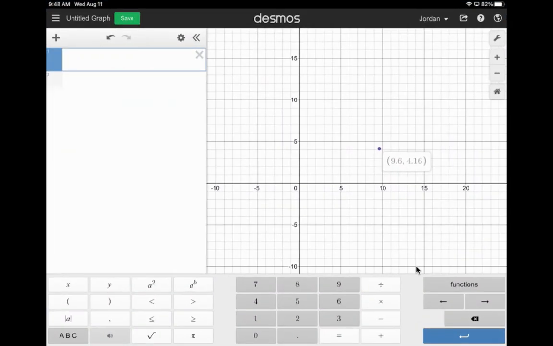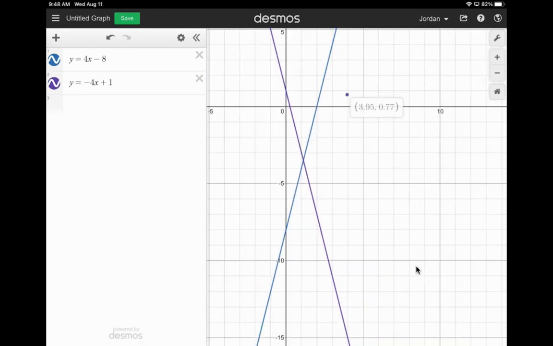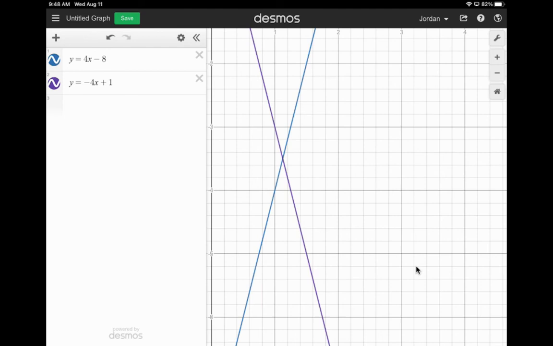So we've got y equals 4x minus 8 and y equals negative 4x plus 1. Sorry, having computer issues today. There we go. Okay, now for these to be truly perpendicular, they have to form a 90-degree angle, right? A 90-degree angle should fall out of that. Look at these angles here. Those are not 90 degrees. You get more of an X shape.